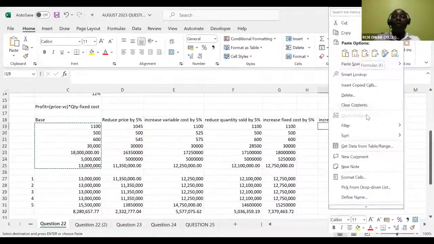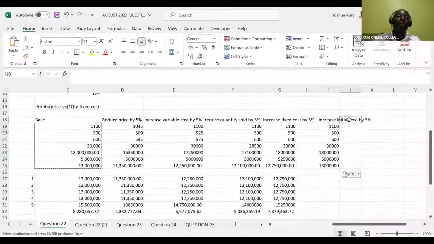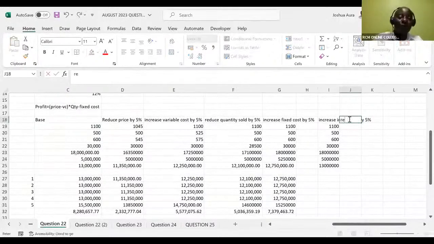Again, if I'm the one doing this, I know there is residual value. So what are we going to do to residual value if it is affected negatively? Residual value is a cash receivable. So if it's affected adversely, then it's going to reduce. So reduce scrap by 5%.